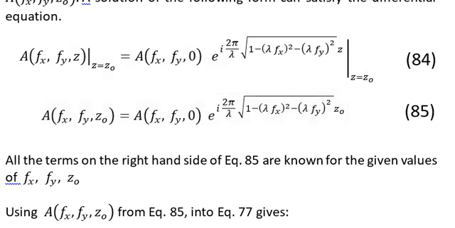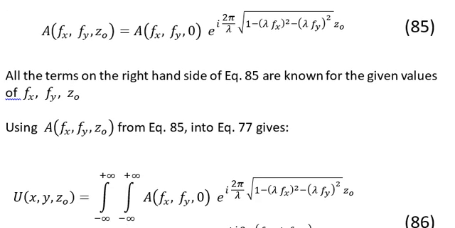In equation number 85 we are connecting the angular spectrum at a distance z naught to the angular spectrum at z is equal to 0, and some phase factor is being multiplied over there, which is e to the power iota 2 pi over lambda, and in the square root we have 1 minus lambda fx whole square minus lambda fy whole square, and the z naught is also multiplying the exponent part. All the terms on the right hand side of equation 85 are known for a given value of fx, fy and z naught. So if you substitute fx, fy and z naught in equation number 85 on the right hand side, then the angular spectrum on the left hand side will be completely known.